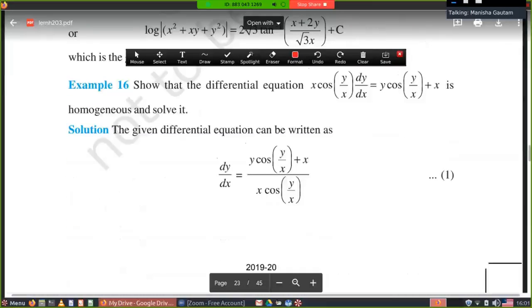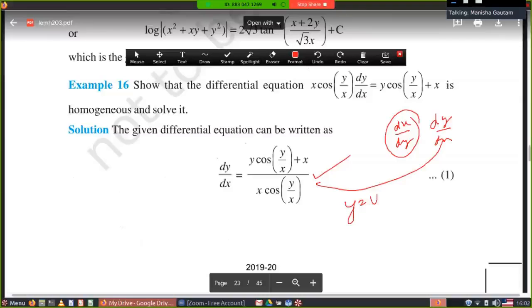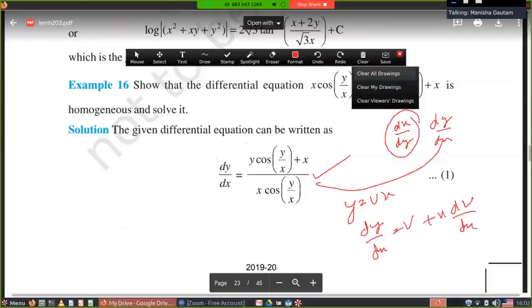Now the equation is this one: x cos(y upon x) dy upon dx equals y cos(y upon x) plus x. Rearrange the statement and write it like this: dy upon dx is equal to this. First of all, you have to check whether it is a dx upon dy arrangement or a dy upon dx arrangement. Here it is a dy upon dx arrangement. Now put y is equal to vx, and dy upon dx will be equal to v plus x dv upon dx. After putting this, the question is now in variable separable form. You have to convert it.